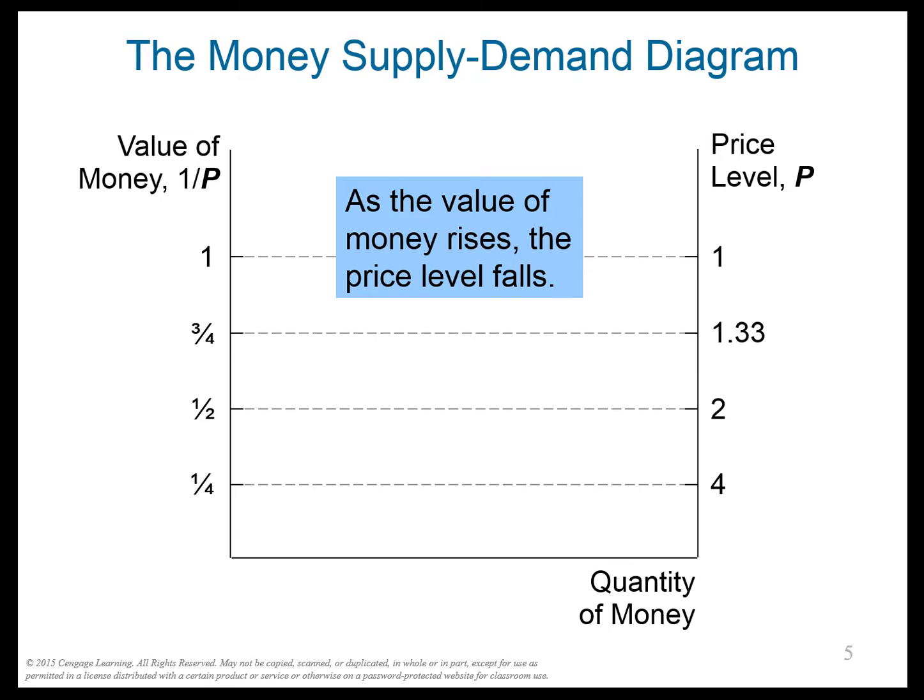Okay, so as the value of money rises, the price level falls. You see, as the price level falls from $4 to $2 per basket, each dollar, which only was able to buy 1/4 of the basket, can now buy 1/2 of the basket.